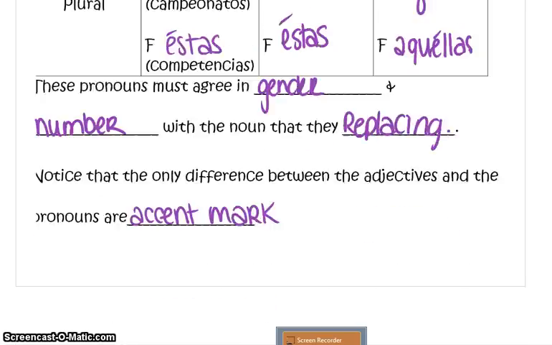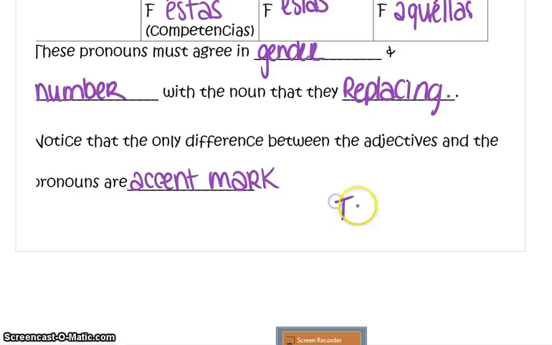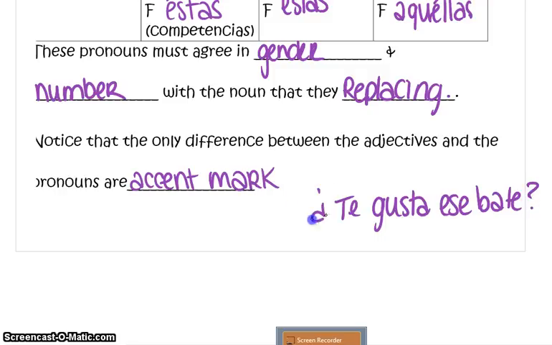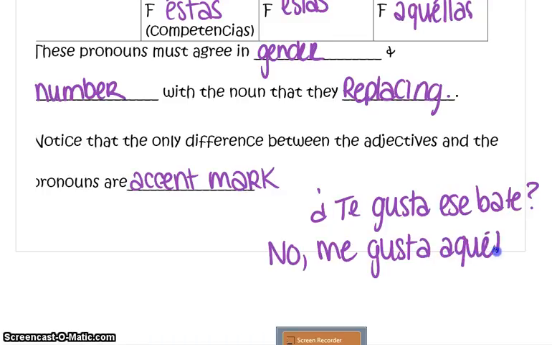So, for example, I might say, ¿Te gusta ese bate? Do you like that bat? You might say, no, me gusta aquel. So do you like that bat? No, I like that one way over there.